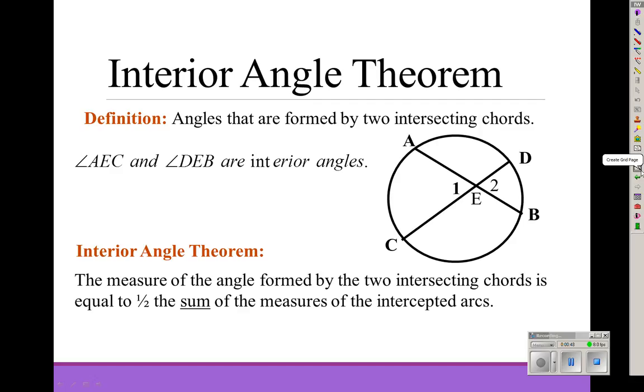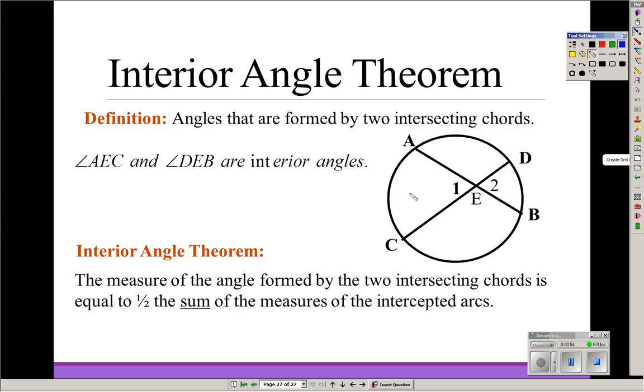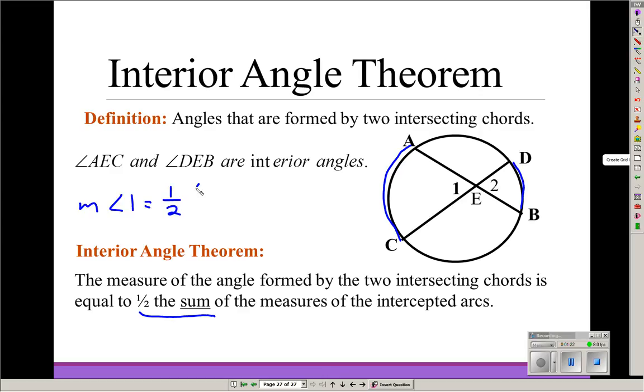So, if you consider angle 1 and angle 2, they intercept arc AC and arc DB. Since angle 1 and angle 2 are vertical angles, you know that they're congruent anyway. But the measure is half of the sum of the arcs. So the measure of angle 1 is equal to half of the sum of the arcs. That'll be the measure of arc AC plus the measure of arc DB.